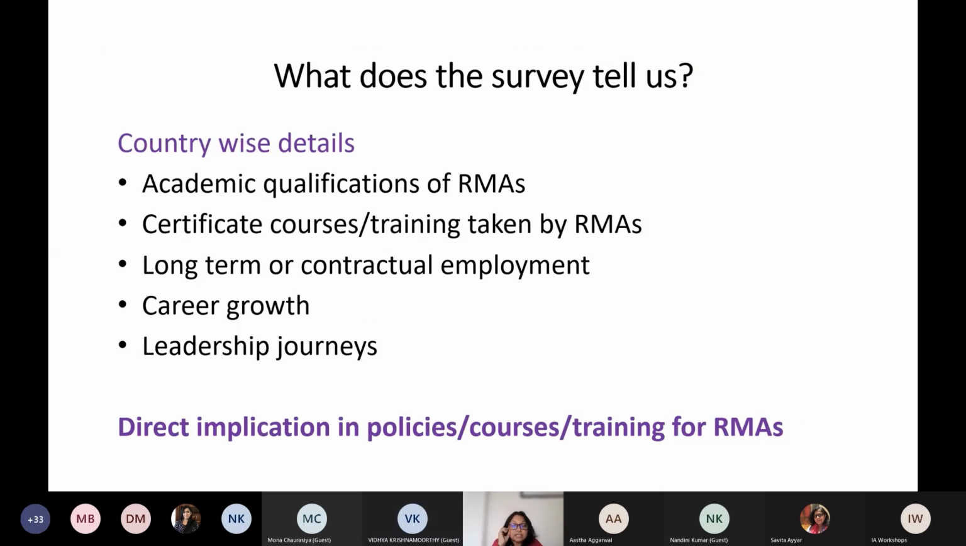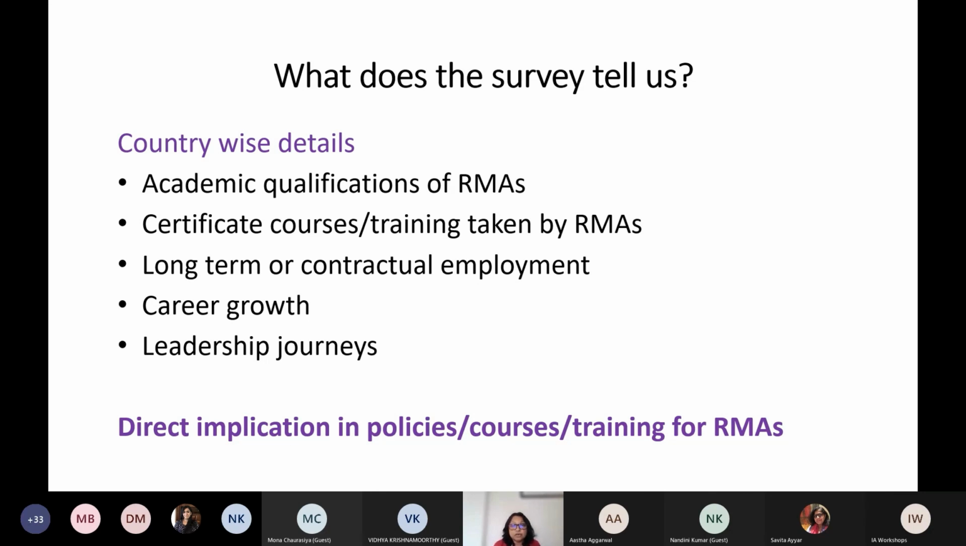Now, why is this survey important? Because it gives us country-wise details about research managers, data regarding the academic qualifications needed for research managers, the certificate courses or training programs they have taken. Also, what is their employment with their organization? Is it long-term or is it contractual? And career path of the research managers. And also this time, the survey will cover leadership journeys. So we'll be doing a lot of case studies with leaders in our field and learning from them about how they sustained their career.